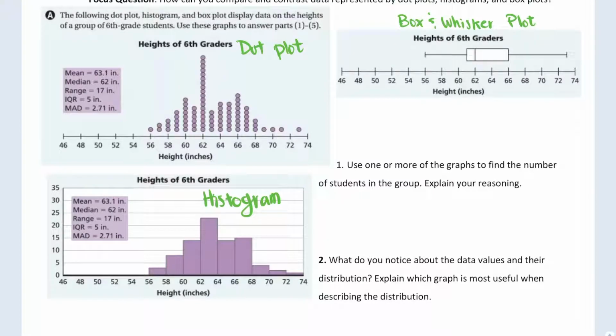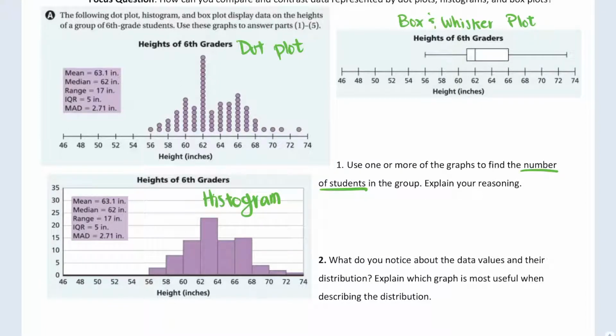Okay, so question number 1, it says use one or more, that's important, one or more of the graphs to find the number of students in the group and explain your reasoning. So we are looking for the number of students in the entire group here. So go ahead, pause the video, talk about which graph you would use to tell you this information.